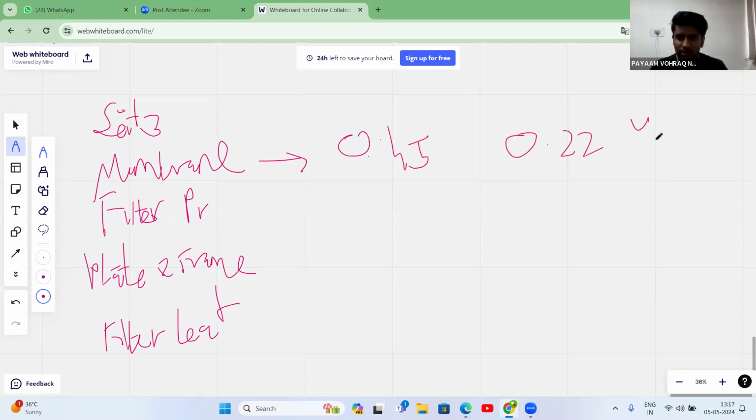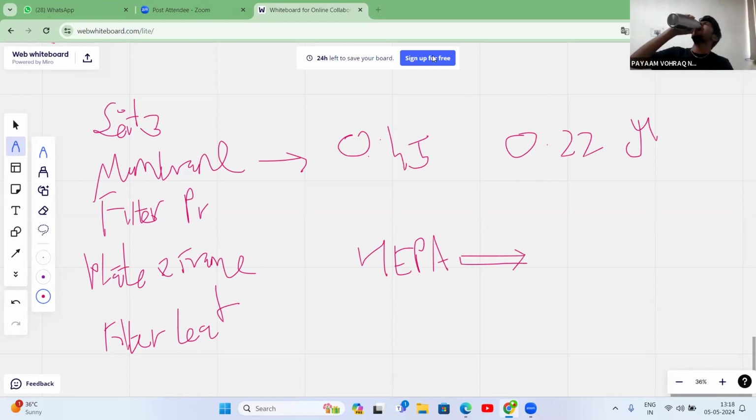So this microns. HEPA filter, what is the efficiency of HEPA filter? Praveen sir has taught you all this. Praveen sir ने पढ़ाया है ये. Can somebody tell me? Is it 99.97% and 0.3 microns? Good job.